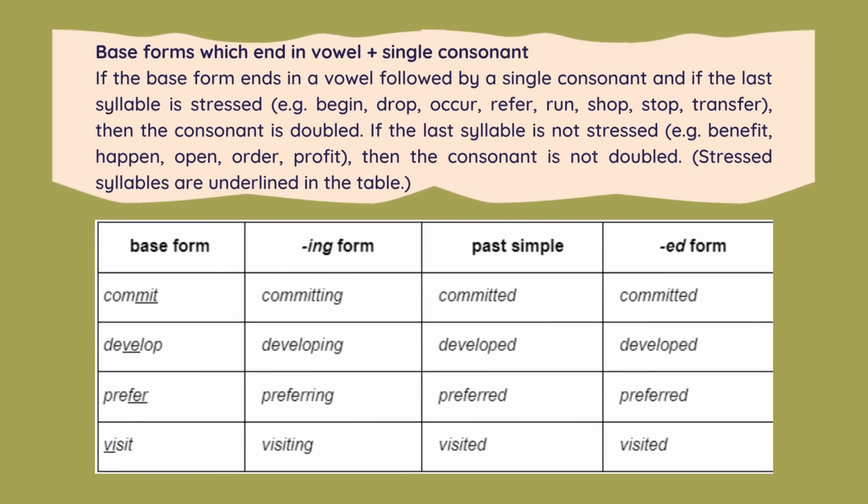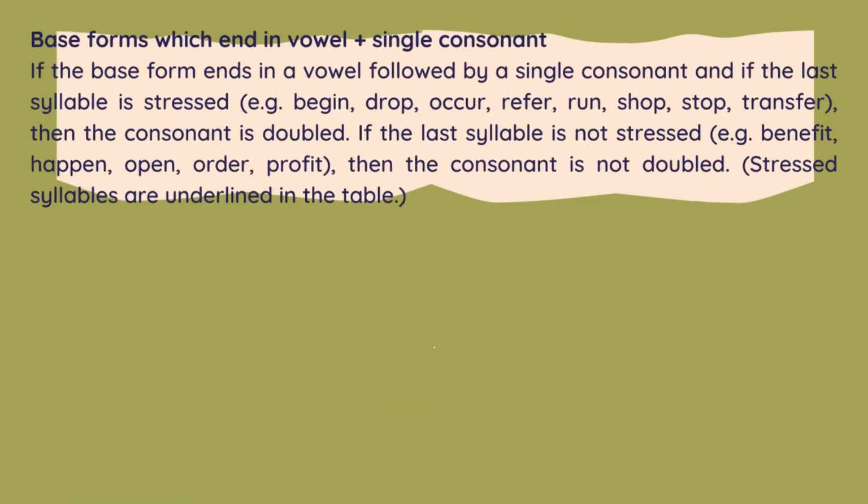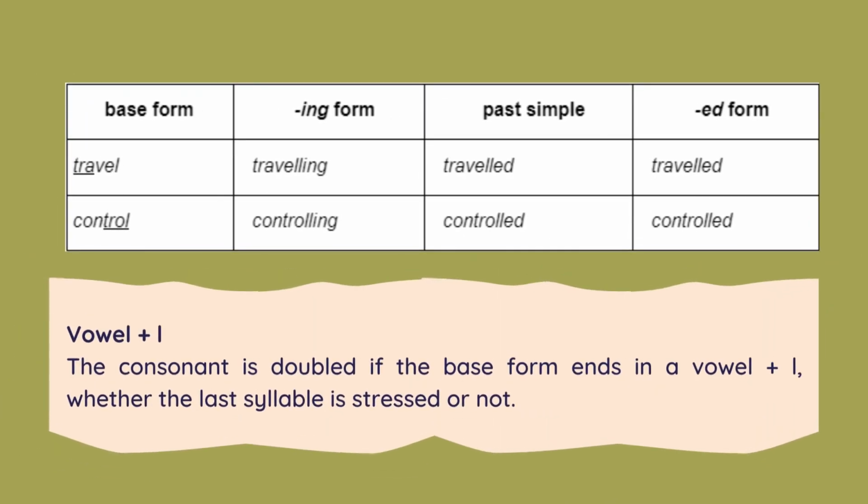Base forms which end in a vowel plus single consonant. If the base form ends in a vowel followed by a single consonant, and if the last syllable is stressed, for example, begin, drop, occur, refer, run, shop, stop, transfer, then the consonant is doubled. If the last syllable is not stressed, example, benefit, happen, open, order, profit, then the consonant is not doubled. Stressed syllables are underlined in the table. Vowel plus L. The consonant is doubled if the base form ends in a vowel plus L, whether the last syllable is stressed or not.